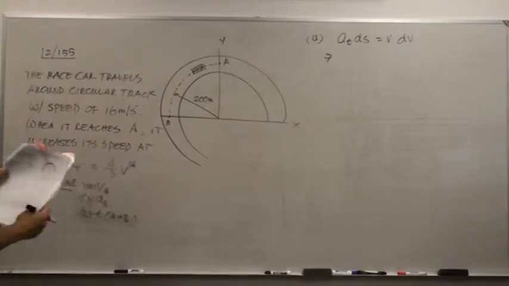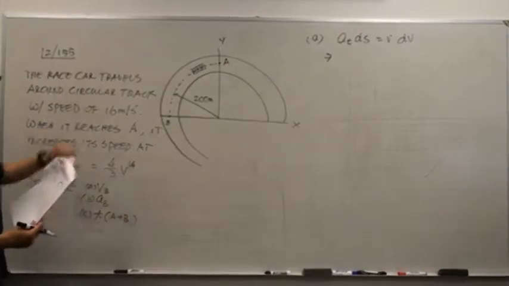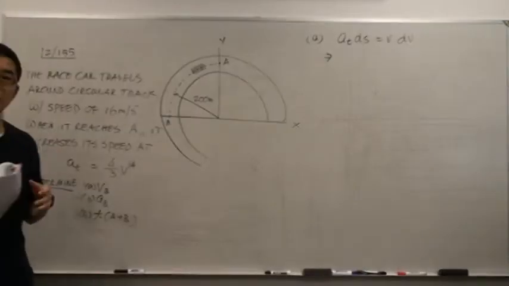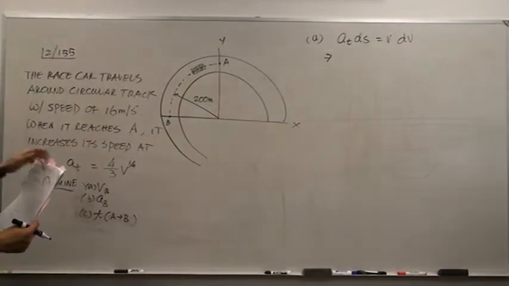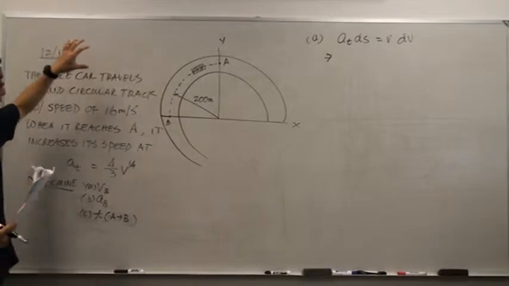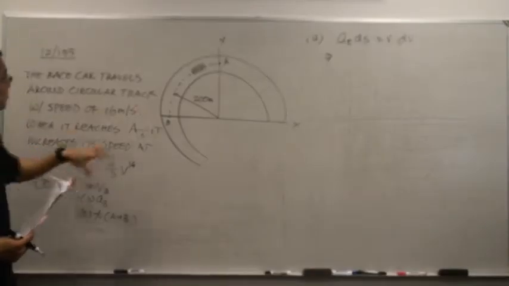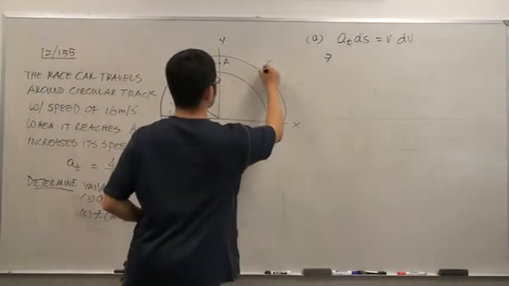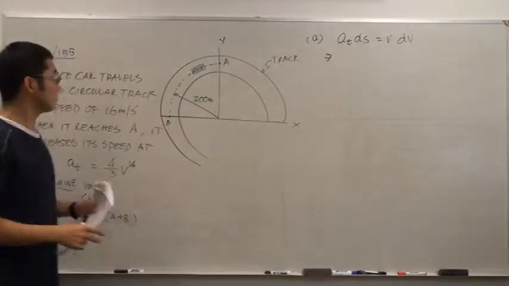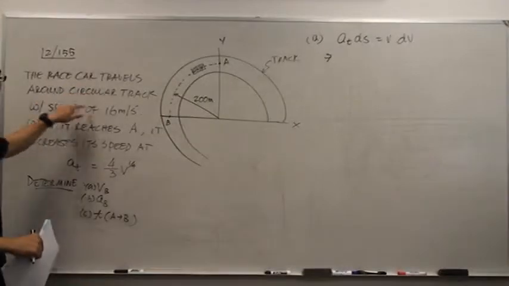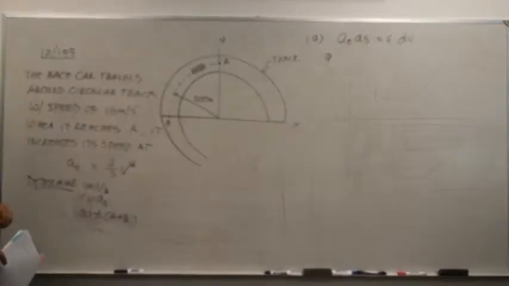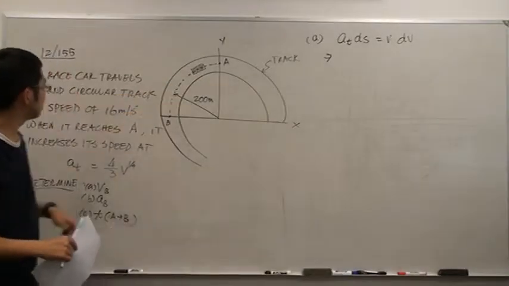Okay, everyone. The next problem we're going to solve involves an acceleration expressed in terms of velocity. This is actually example problem 12/155 in your textbook. In this problem you have a racetrack. A car is going around a circular racetrack. The race car travels around a circular track with a speed of 16 meters per second. So this is the car, this is you in your Ferrari.